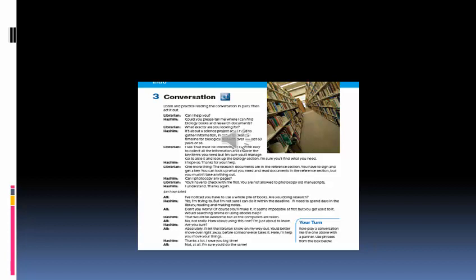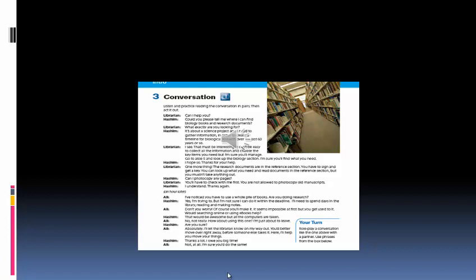Then act it out. Can I help you? Could you please tell me where I can find biology books and research documents? What exactly are you looking for? It's about a science project, and I need to gather information in order to create a timeline for biological research over the last 60 years or so. I see. That must be interesting. It can't be easy to collect all the information and choose the key items you need, but I'm sure you'll manage. Go to aisle 5 and look up the biology section. I'm sure you'll find what you need. I hope so. Thanks for your help.